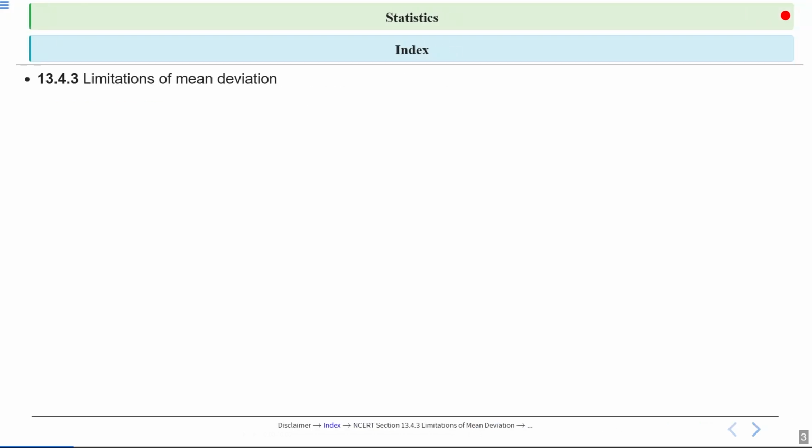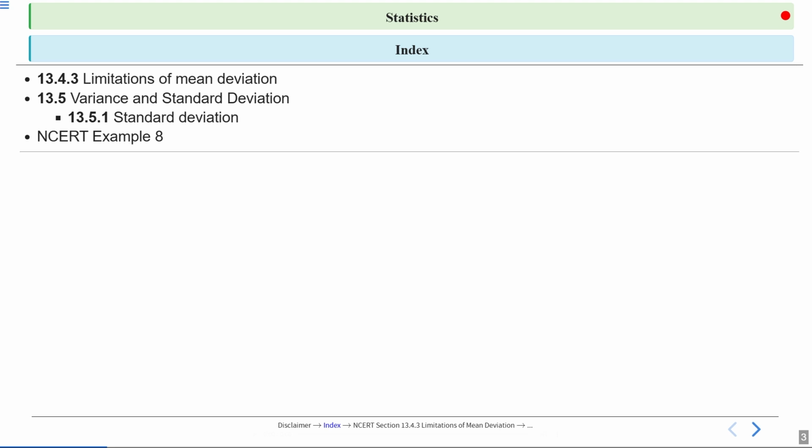We will start today's lecture by looking at the limitations of mean deviation. Then we will discuss variance and standard deviation. After that, we will focus on standard deviation. So standard deviation is defined as the square root of the variance. Then we will solve NCERT example 8. So students, make sure you have your notebooks and pens ready. So let's get started.